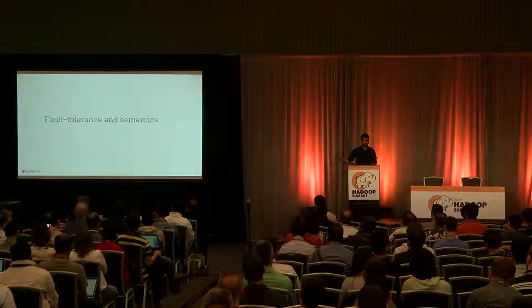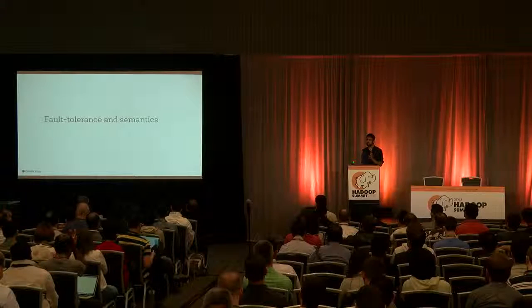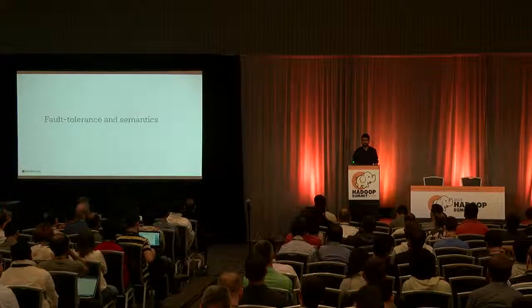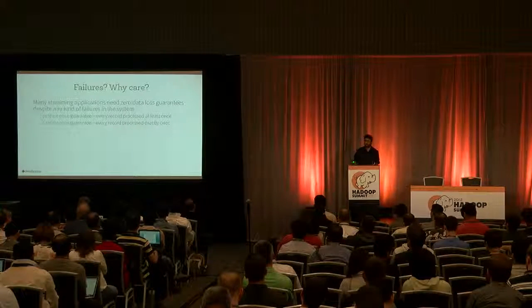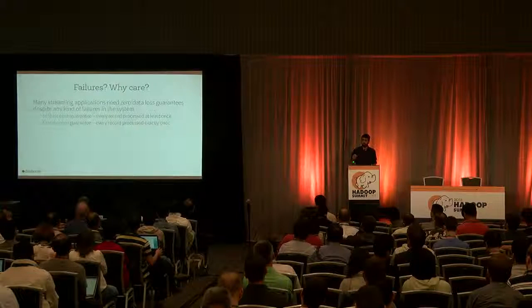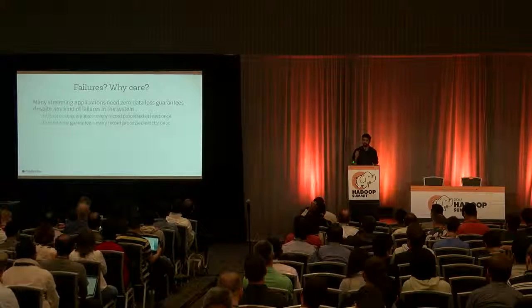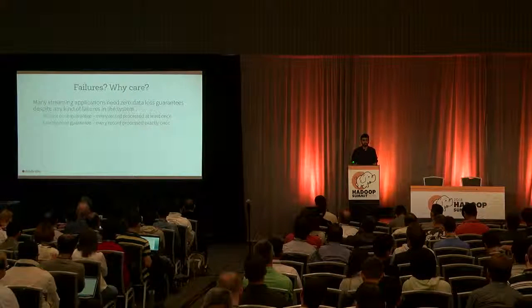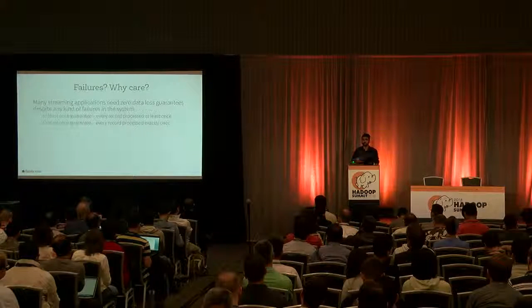With this knowledge, let's understand how fault tolerance and the corresponding semantics work with Spark Streaming. So, failures. Why do we actually care about failures? Because many streaming applications have the requirement that no data must be lost. They need to provide zero data loss guarantees. For example, if you're doing banking transactions, you don't want any of the fraudulent transactions to be lost and not processed.